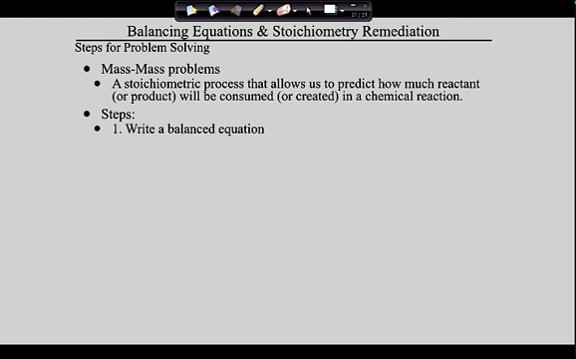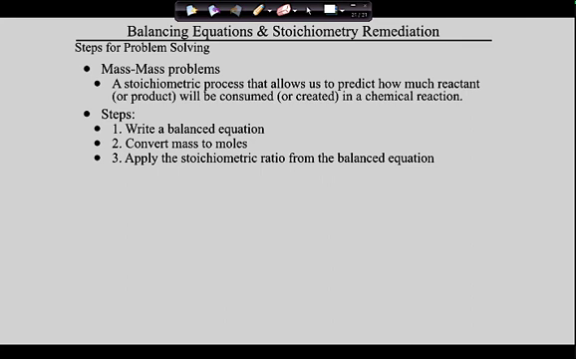To solve these, the first thing that we need is a balanced equation. Once we've written a balanced equation, the next three steps, which are the mathematical steps, are always the same. We'll take a mass and convert it to moles. We'll then apply the mole-to-mole ratio from the balanced equation, and then we'll convert moles to grams. You'll notice that these problems start with a mass and they end with a mass. That's why we call them mass-mass problems. If you'd like another second to write down these steps, feel free to pause the video. Otherwise, we're going to move forward and we're going to solve one of these problems.